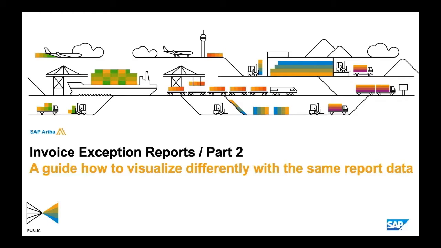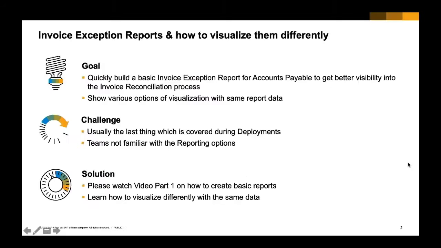This is the second video where we're going to talk about invoice exception reports, where we will guide you how to visualize differently with the same reporting data. The goal is to give accounts payable various options when it comes to visualization of reporting data. Usually the challenge is that reporting is the last thing covered during deployments and that some of the teams are just not aware of all the options available.